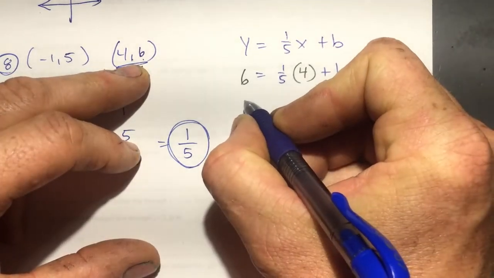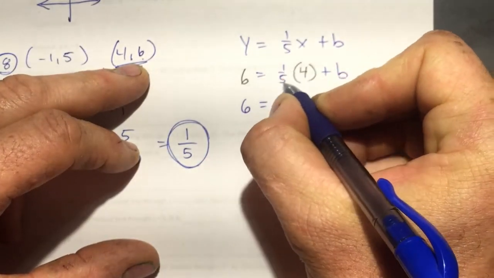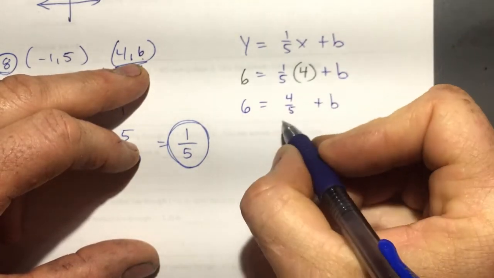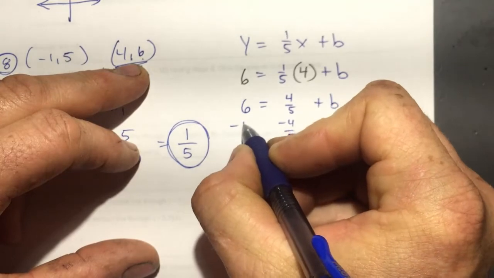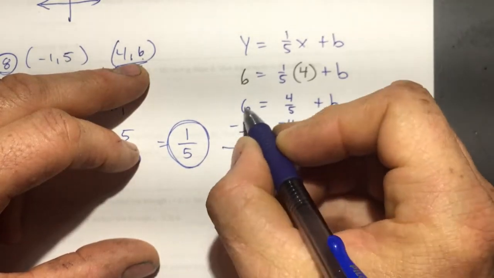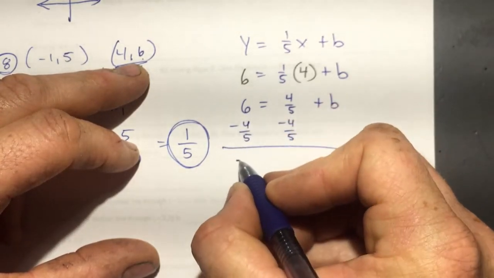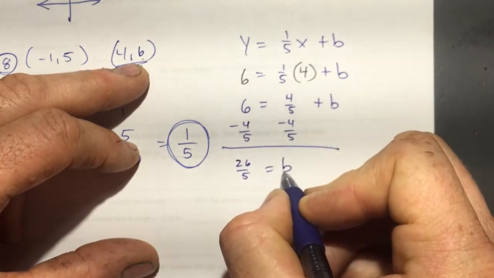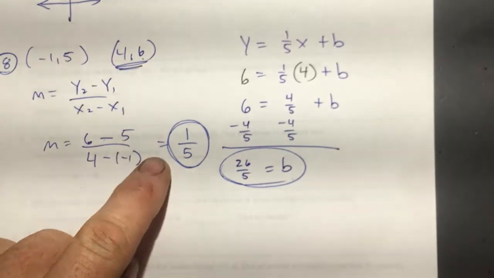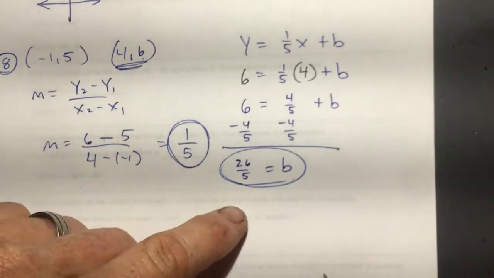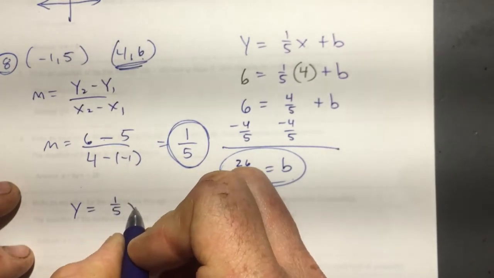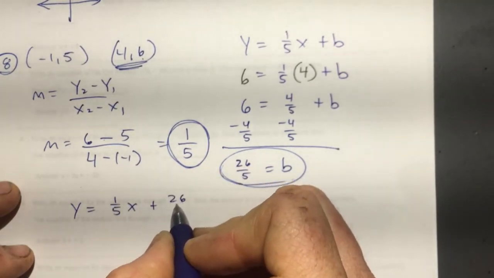All right, now I can multiply. So 6 equals 1/5 times 4 would be 4/5 plus b. And so I would minus 4/5. And that would be 6 minus 4/5 would be 26/5. There's what your b is. So here's my slope, and there's my y-intercept, which means I have this. Y equals 1/5 x plus 26 over 5.